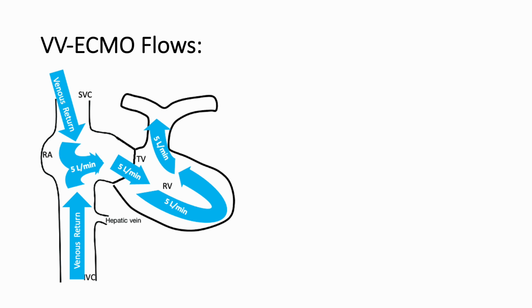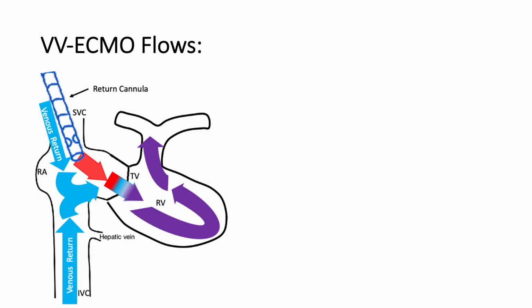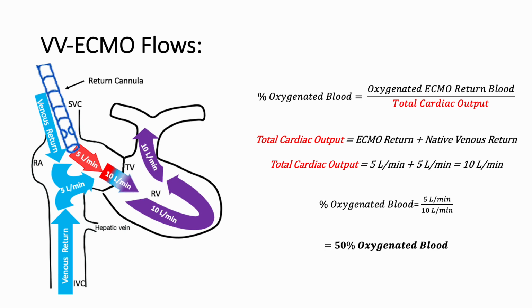In this example, the combined flow from the IVC and SVC totals 5 liters a minute, and thus the cardiac output will also be 5 liters a minute. During VV-ECMO, as mentioned, a third source of oxygenated blood is added on this venous side from the ECMO return cannula. As mentioned before, this new oxygenated blood mixes with the native blood from the IVC and the SVC, which is then pumped to the left heart and from there throughout the body.